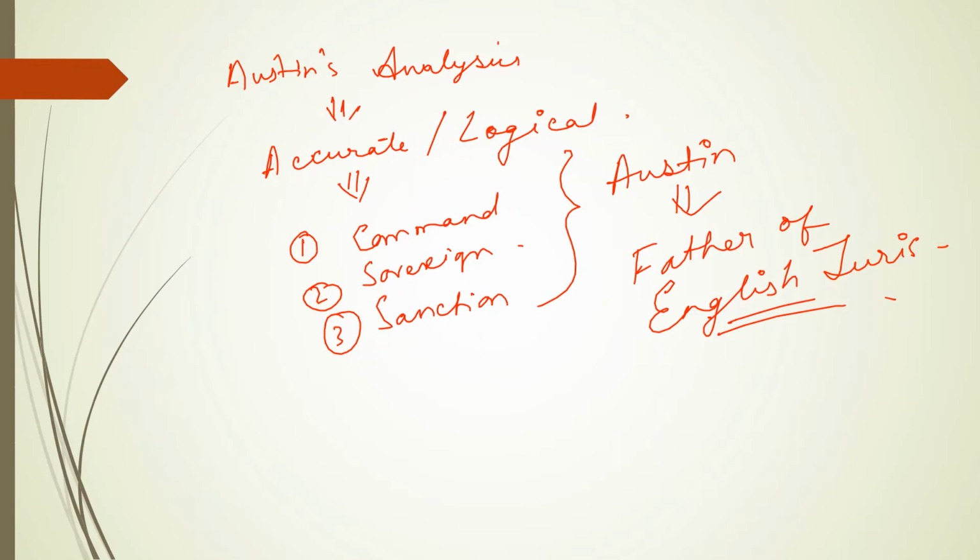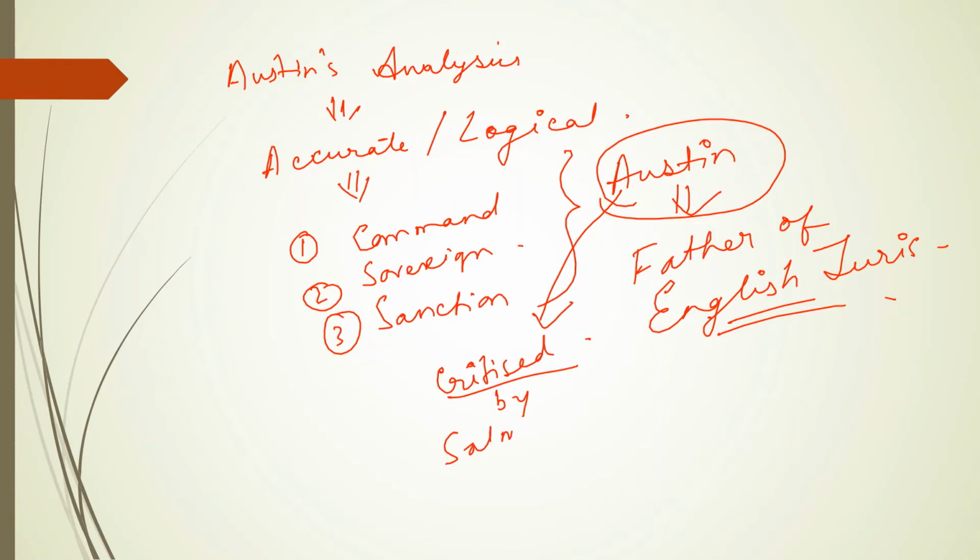Now, whatever Austin has explained, though he is a very positive person and explained everything in a positive manner, it is still criticized by Salmond. So whenever you write about Austin in an examination, you have to write about Salmond also, because otherwise marks will be deducted. You have to say: his theory is specifically criticized by the jurist Salmond.